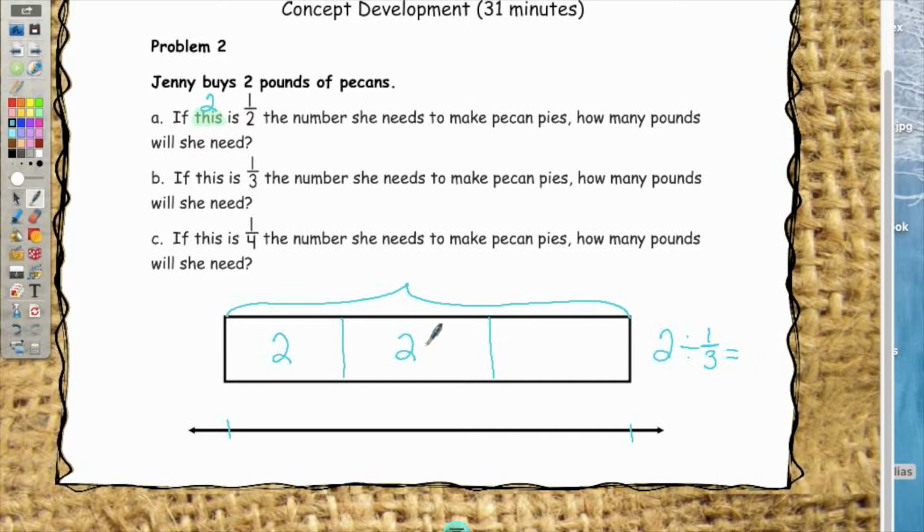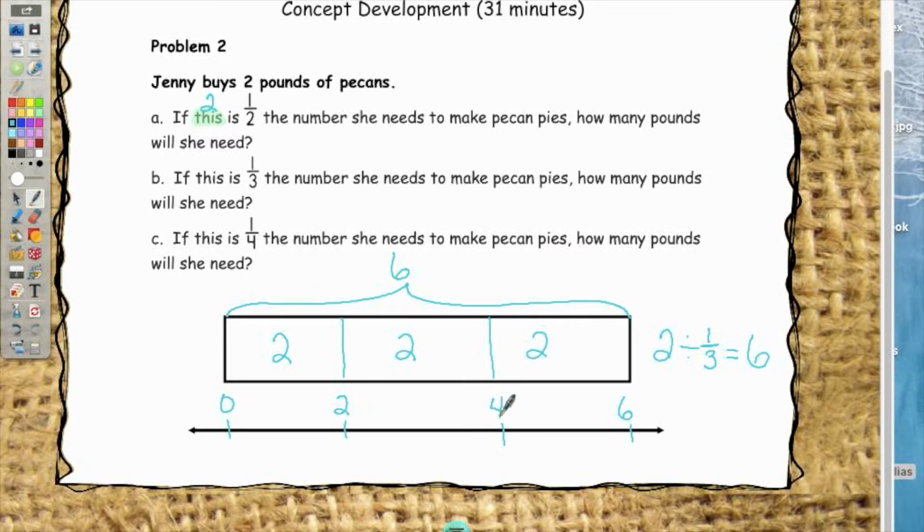2. This is just another way to write it. So how many pounds does she need, Carson? 6. So 2 divided by 1/3 equals 6. Okay? So this will be 6 right here. This will be 0. Then I need tick marks for 2 and 4, because we're counting by 2s, aren't we?